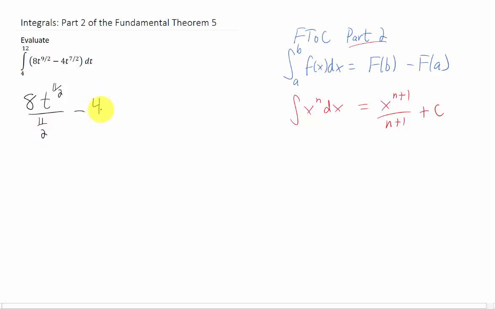I'll copy the coefficients down. Then I'm going to add 1 to this 7 halves power. That gives me a 9 halves power, and we have to divide by that 9 halves. Then we're going to evaluate this integral, the lower limit of 4 and an upper limit of 12.